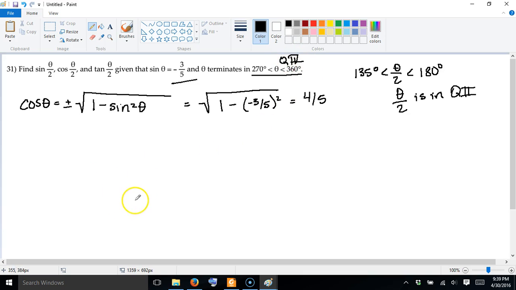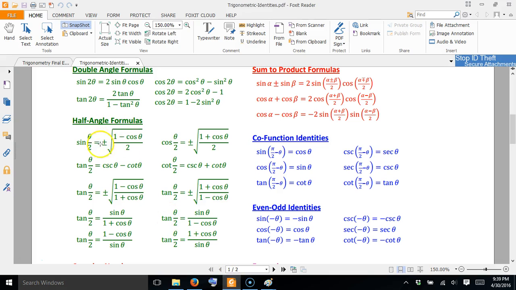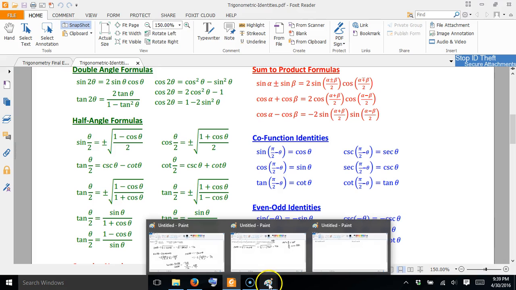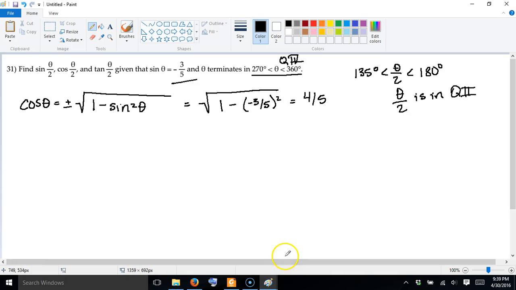Okay, now that we know where our half angle lies, because all of our half angle identities do require us to figure out whether it's going to be plus or whether it's going to be minus. So that's why I wanted to go ahead and find out where our half angle lies.